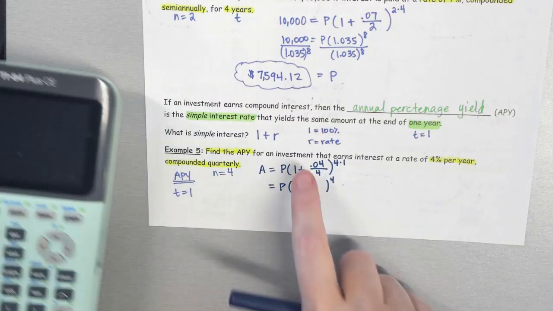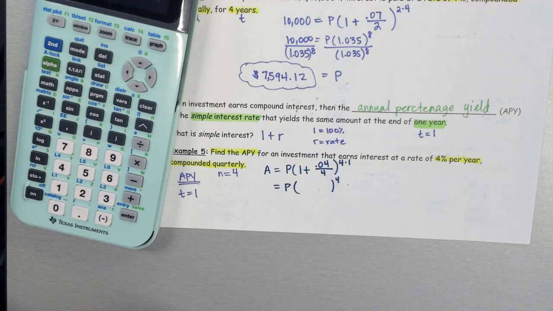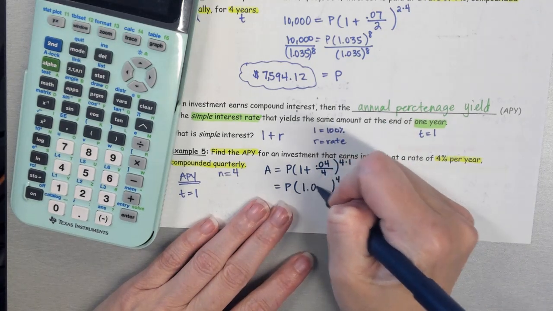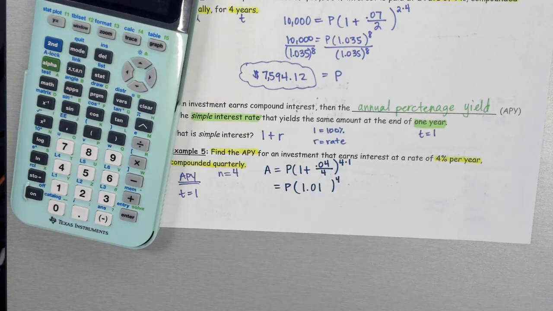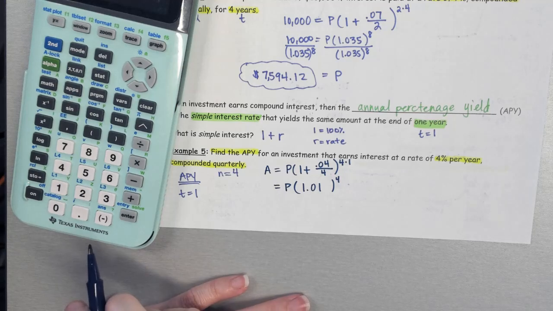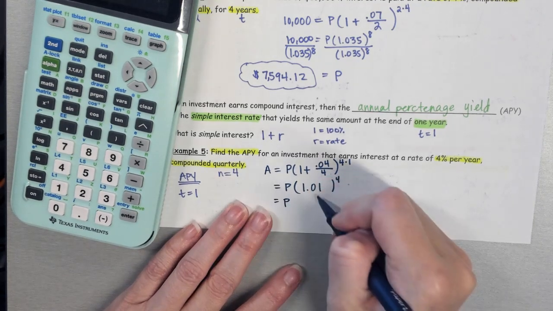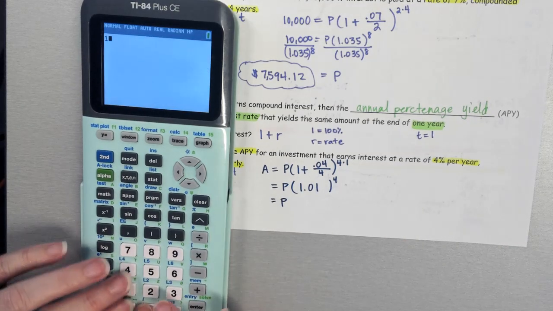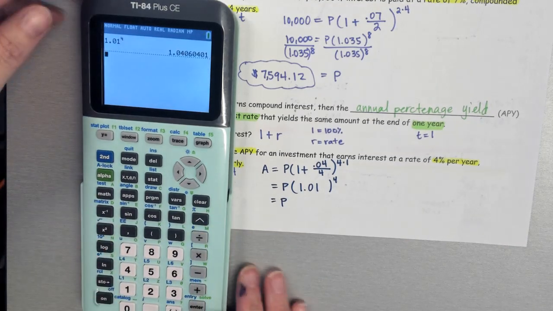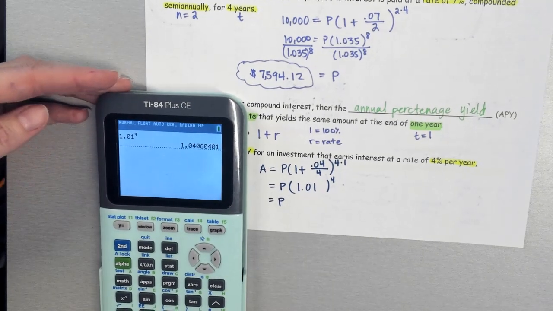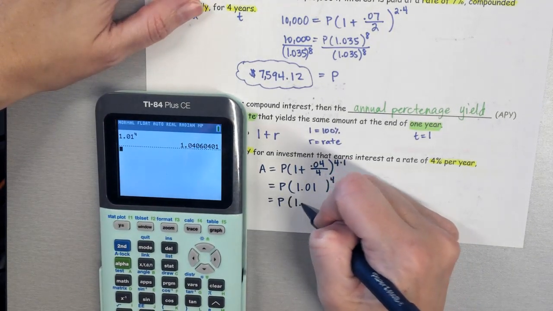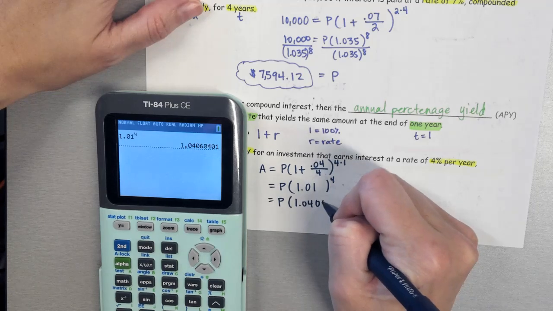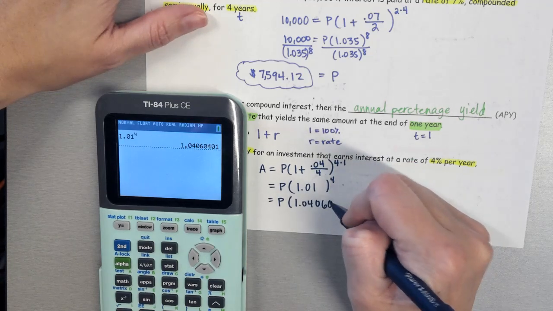Do you guys know what 0.04 divided by 4 is? It's just 0.01. Because 0.01 plus 0.01 plus 0.01 plus 0.01 is 0.04. Okay, and then what you're going to do is you're going to calculate this. Okay, this is going to be a big long thing. So 1.01 to the 4th power. Okay, so you have 1.04060401.